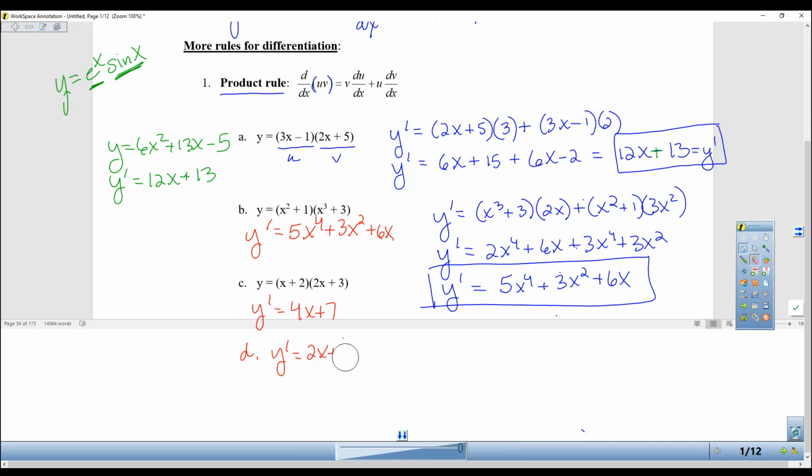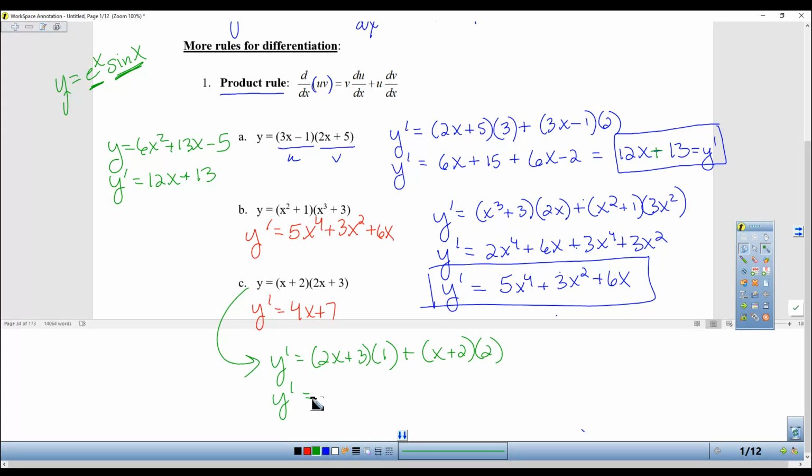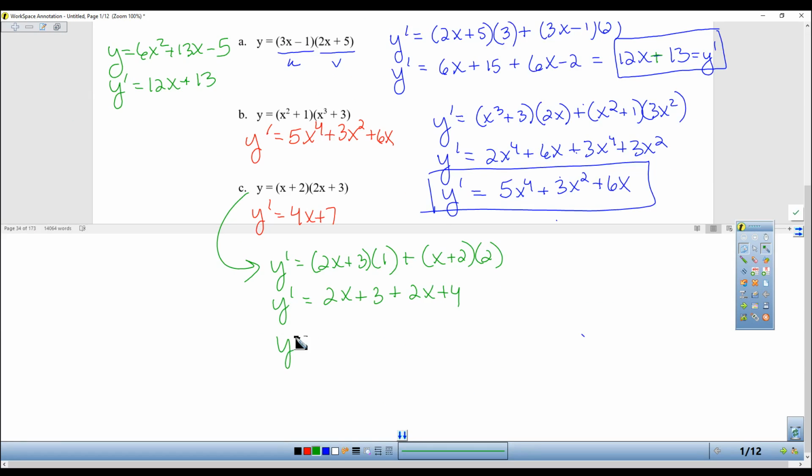Letter C. I've already written the answer. Now I'm actually going to do the problem. Y prime is the second times the derivative of the first plus the first times the derivative of the second. Next step is to simplify. 2x plus 3 plus 2x plus 4. Y prime is equal to 4x plus 7. Hopefully you're getting the hang of it.